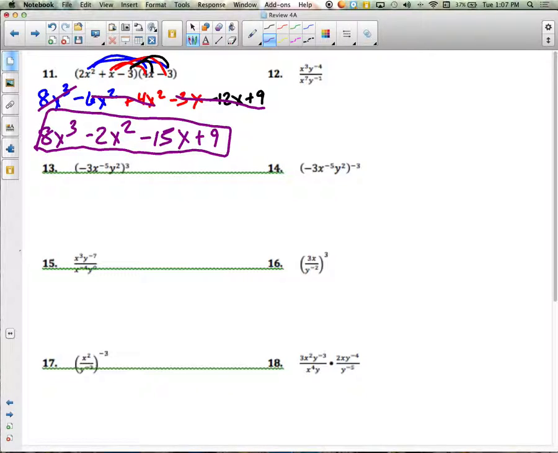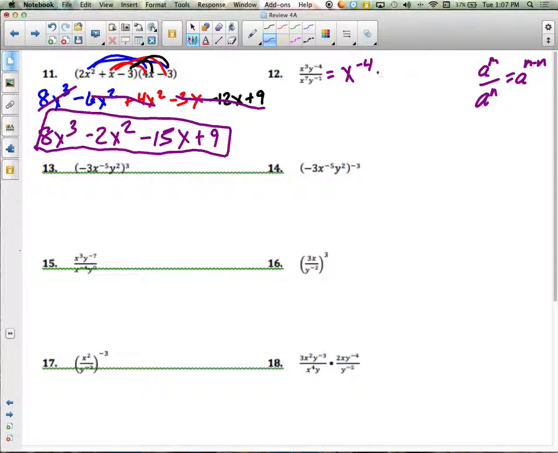Alright, question number 12, we are dividing. We're going to use this law for our exponent. If you have a to the m divided by a to the n, the rule says to subtract the exponents. So for the x, I've got x to the third over x to the seventh. 3 minus 7 is negative 4.